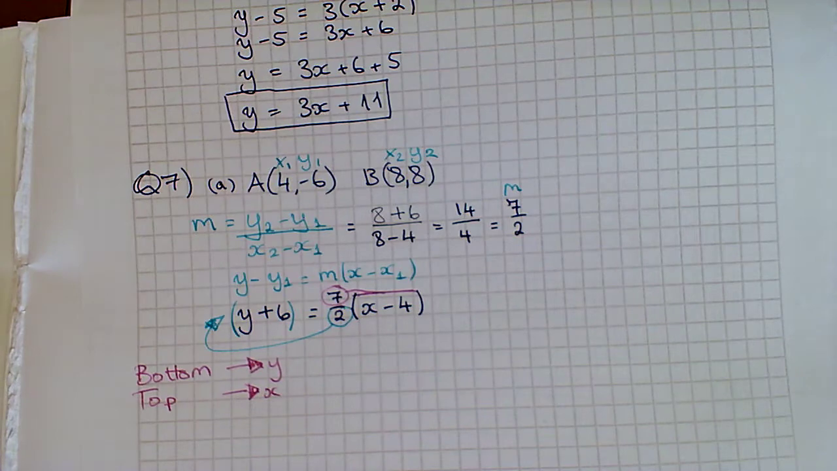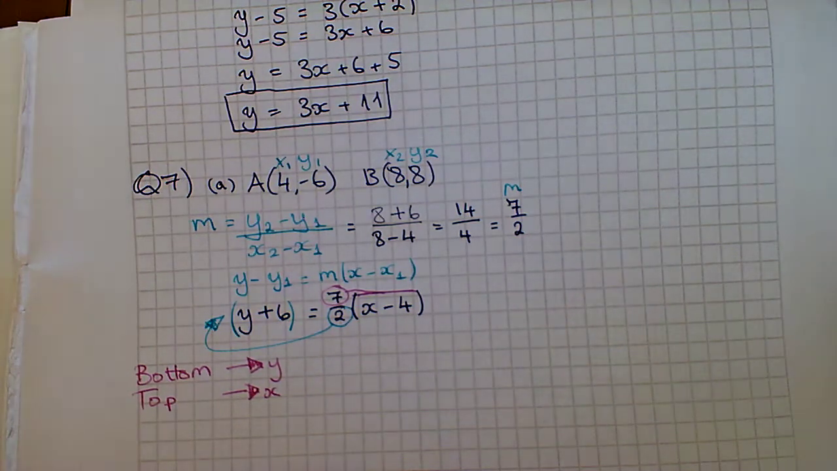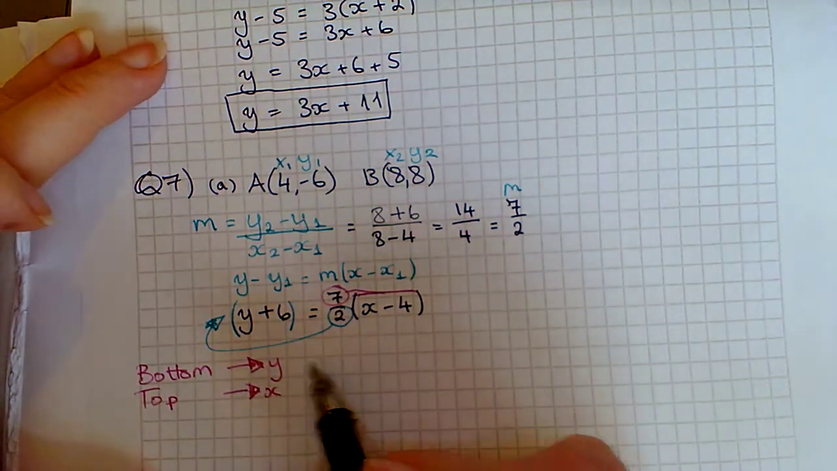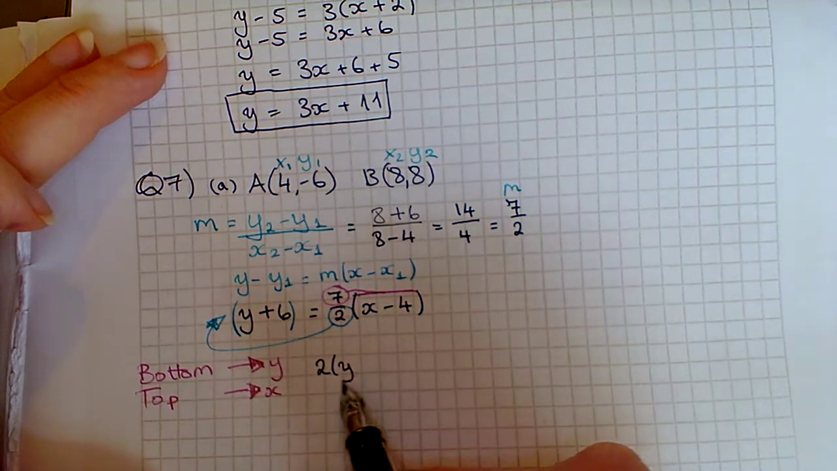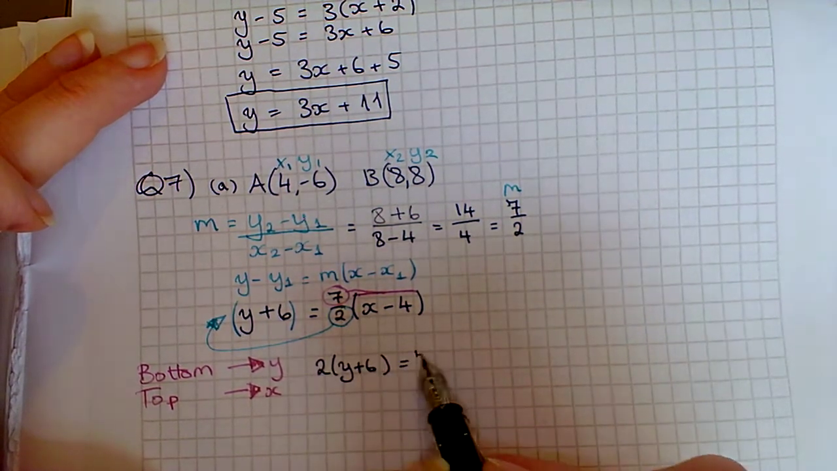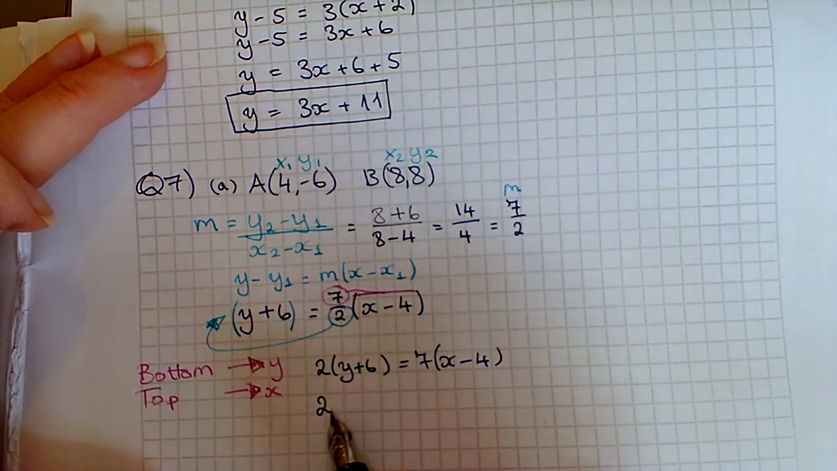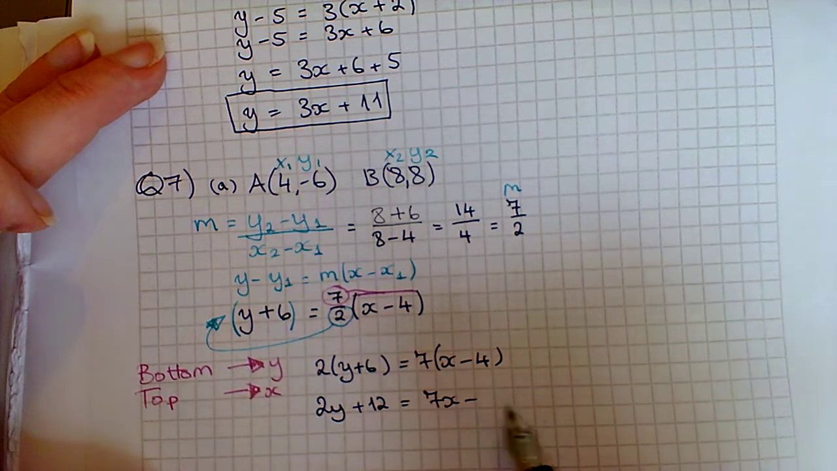And after today's lesson, we're actually going to go back and do a little bit more algebra so that I can explain to you where these are coming from. So I have 2 times y plus 6 equals 7 times x minus 4. And that gives me 2y plus 12 equal to 7x minus 28.